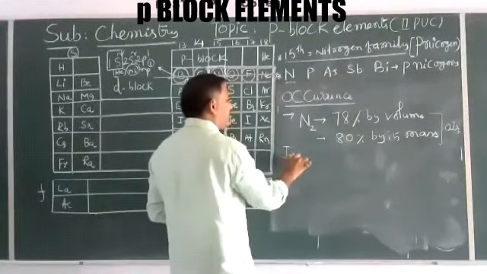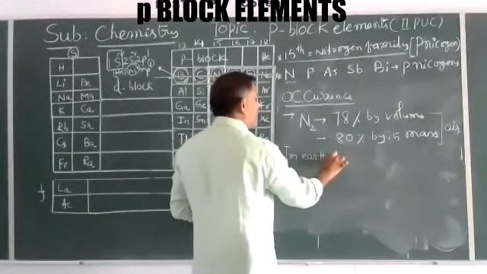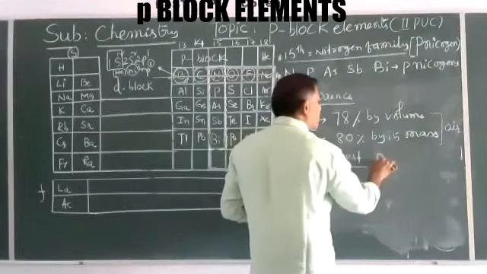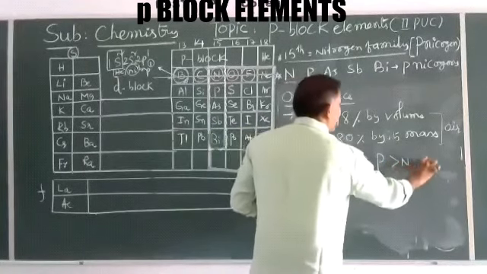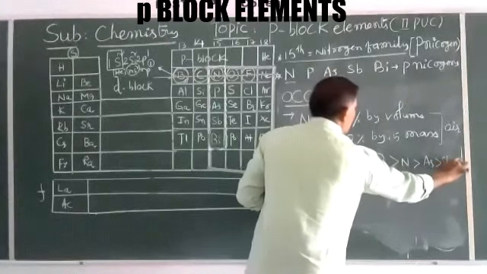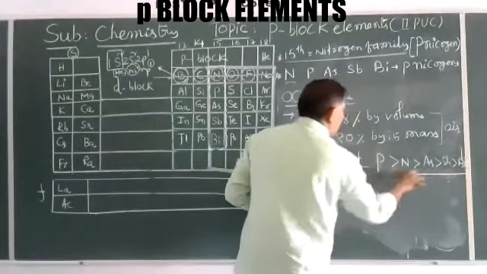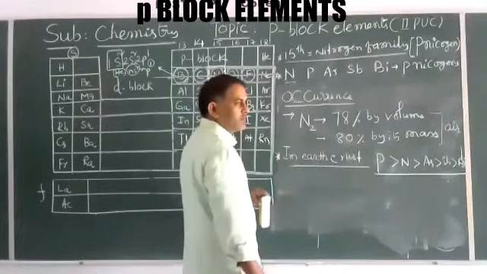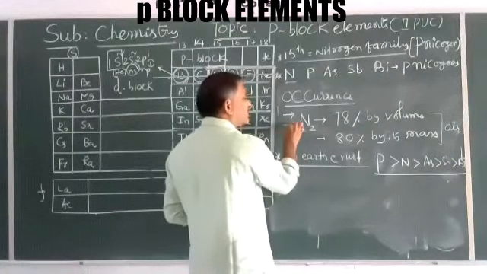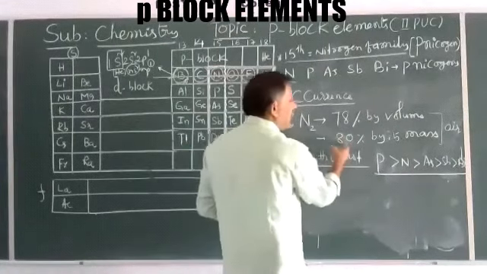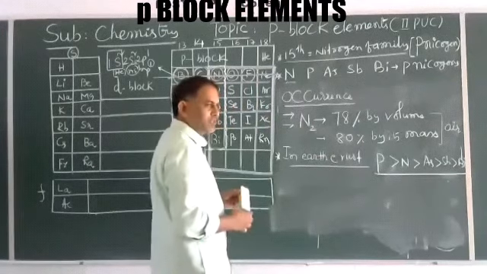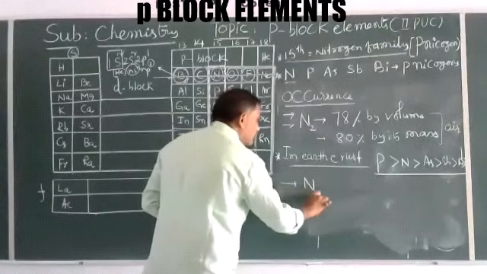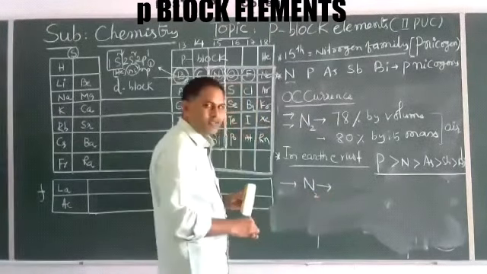But in the earth crust, the availability of these elements is such that phosphorus is more than nitrogen, than arsenic, than antimony and bismuth. This is the occurrence of the 15th group elements in the earth crust. Phosphorus is more. But in atmospheric air, nitrogen is present at 78% by volume and 80% by mass. And mainly, nitrogen is present in a living system, as biology students know.